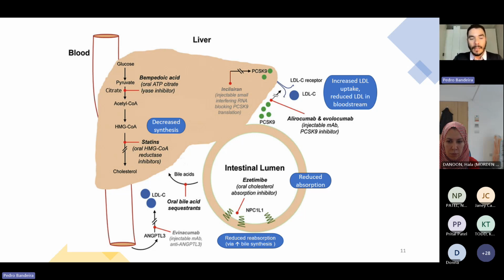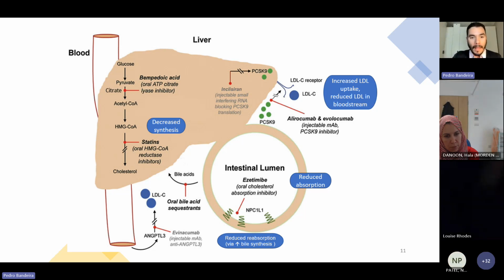We have the injectable therapies which act on the liver protein called PCSK9, and those are monoclonal antibodies called alirocumab and evolocumab, more available now in the NHS. We have inclisiran, which is another therapy that can currently be prescribed in South West London by hospital teams. And also we have other therapies that I'm not going to go into much detail, but you see ezetimibe is another option to reduce absorption of cholesterol in the gut.